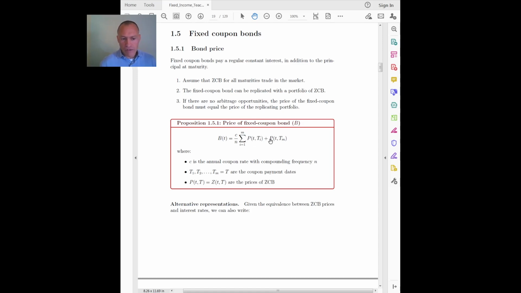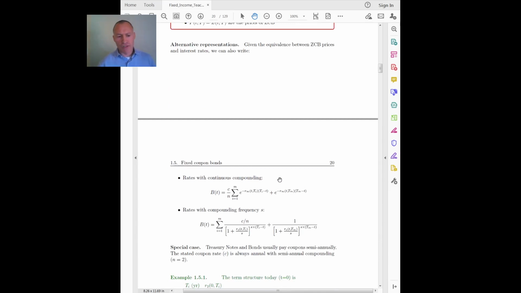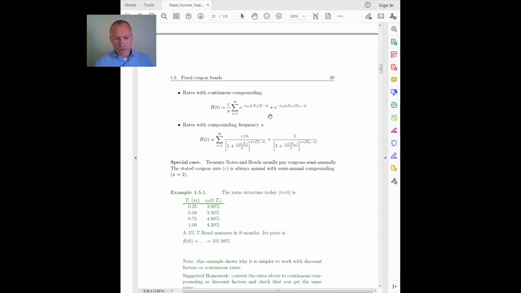And then at the end, there is a final payment of face value, 100%, or 1, which is not shown here, but it's 1 times the discount factor for the last date, the maturity date. So we can use either discount factors or interest rates, as we have seen before, and these would be the formulas with the corresponding interest rates.